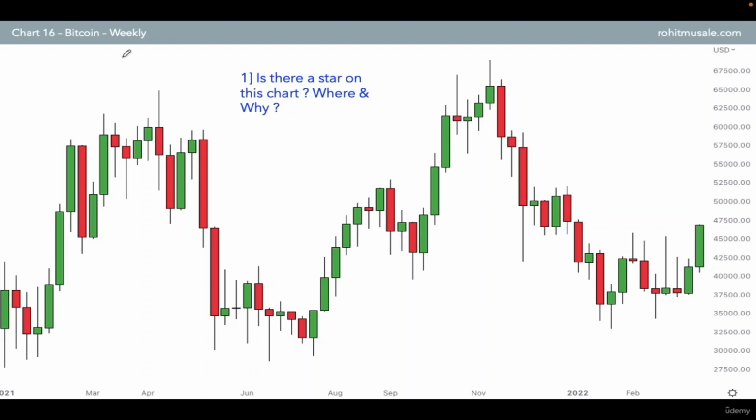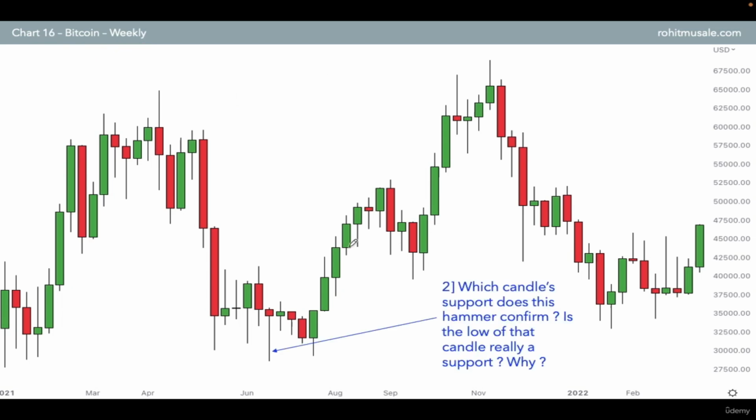In this section, we will look at the cryptos. So this is chart number 16, Bitcoin, weekly time frame. Question 1. Is there a star on this chart? Where and why? Question 2. Which candle's support does this hammer confirm? Is the low of that candle really a support and why?